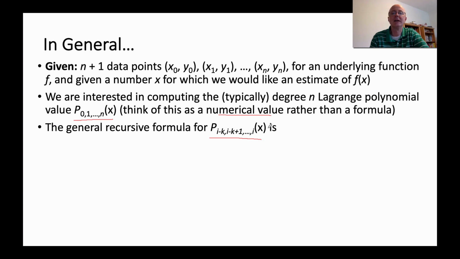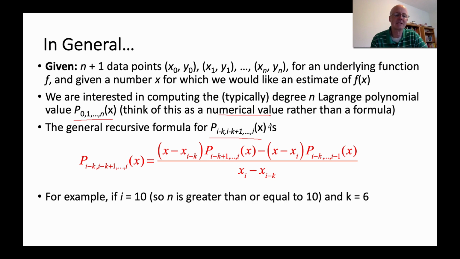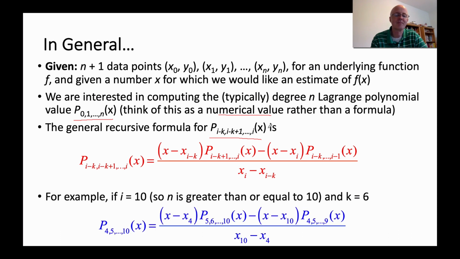Yikes, what in the world? Got some weird looking subscripts there. Okay, that's maybe a little too hard to understand without spending a lot of time really thinking about it. Let's go ahead and pick something specific for i and k. I'll pick i to be 10, and which would mean n itself would be greater than or equal to 10, and k to be 6.